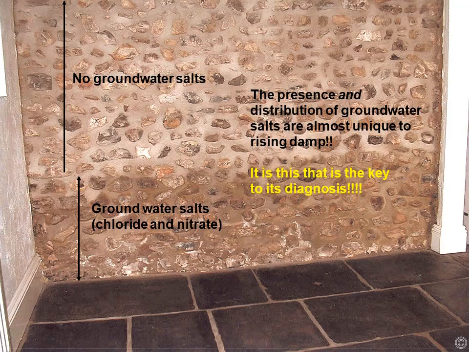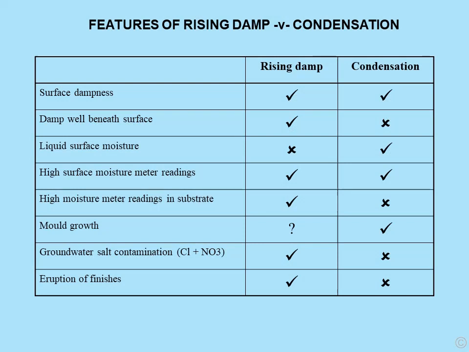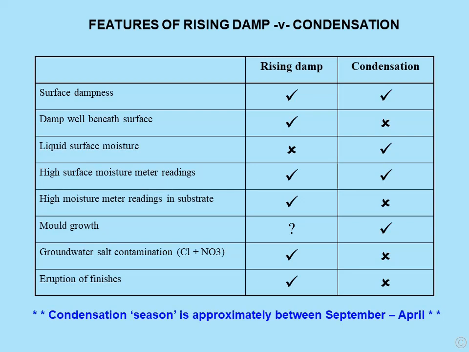And we saw this in an earlier module. Features of rising damp versus condensation, well, there they are. You can do the comparison for yourself. Eruption of finishes doesn't usually occur with normal condensation, although I have seen, simply in showers, a bit of paint peeling, but I think that is fairly straightforward. And of course, there is very broadly a condensation season, and that is between September and April. But as I say, that is a broad definition.